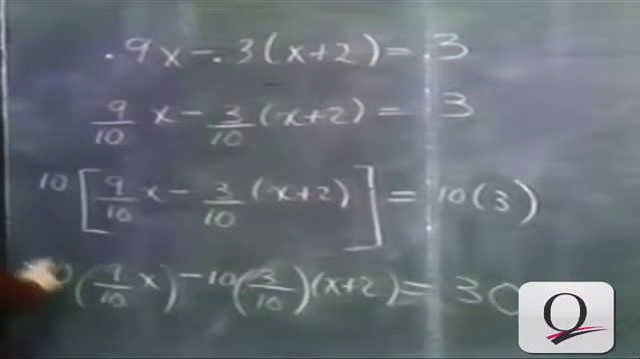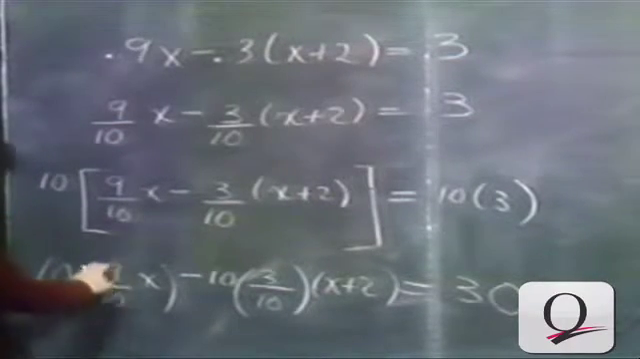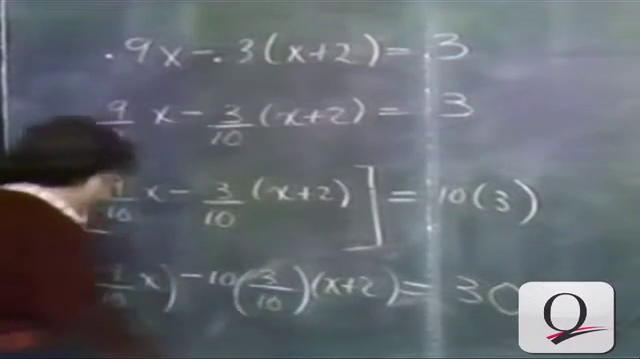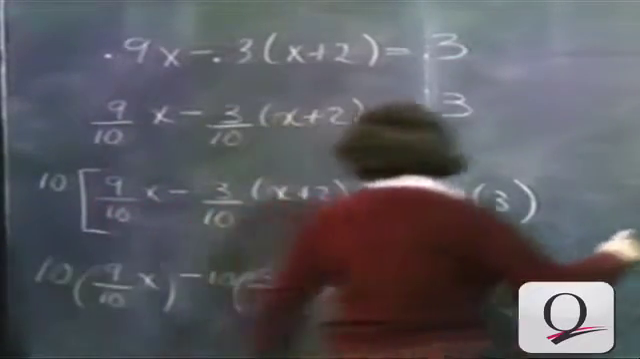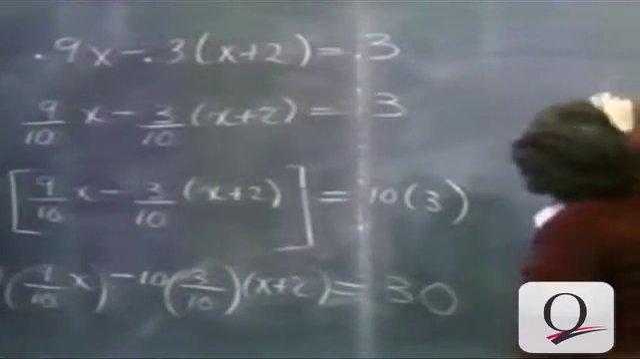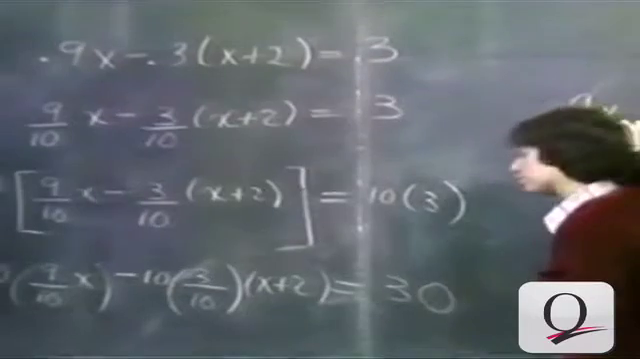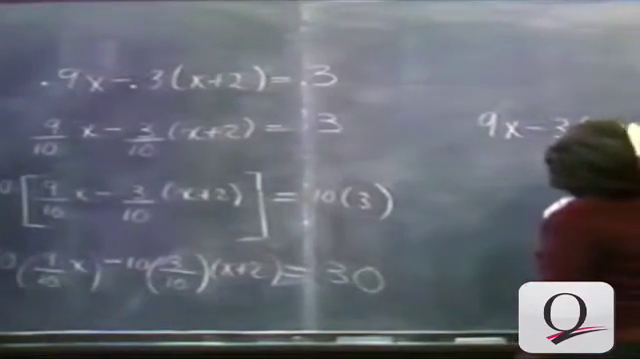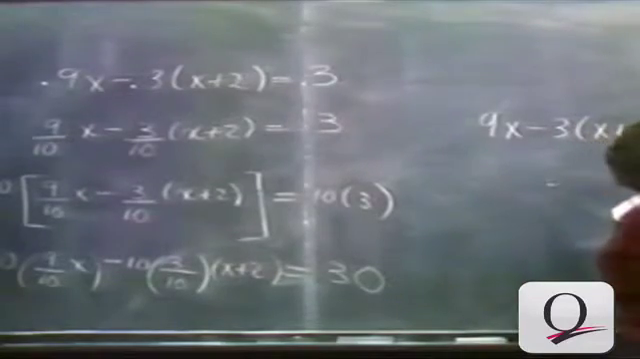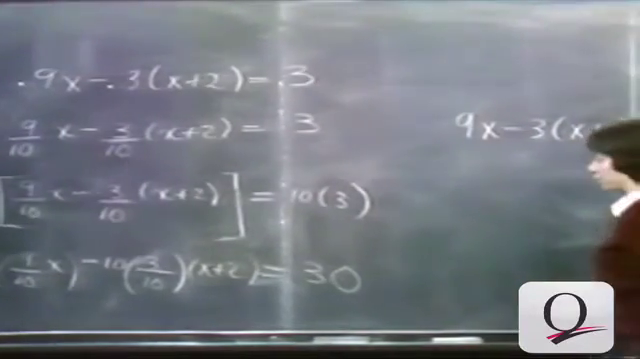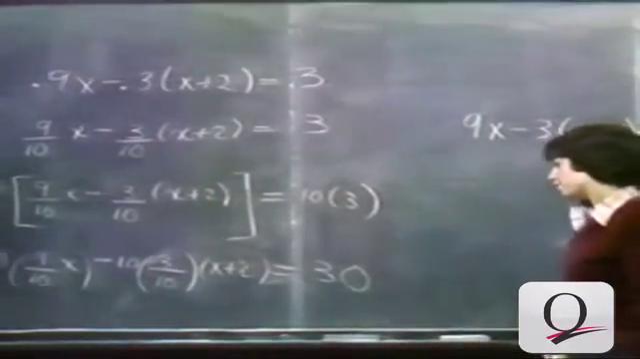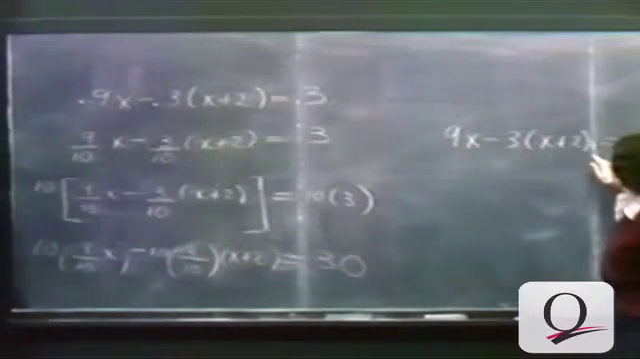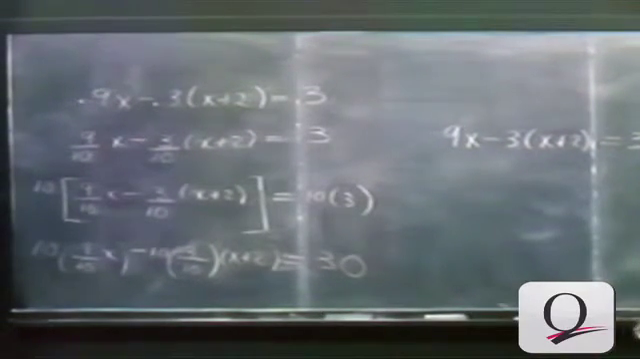Now, here we see the 10s will cancel. We'll get 9x. Here also the 10s will cancel. So we get 9x minus 3 times (x plus 2) equals 30.